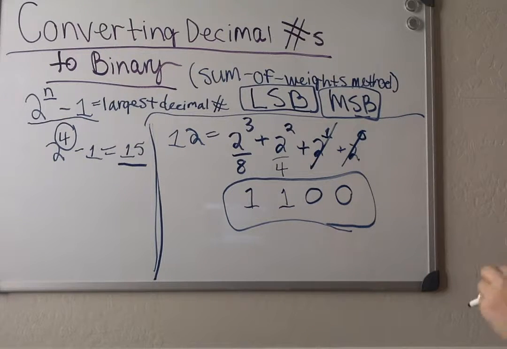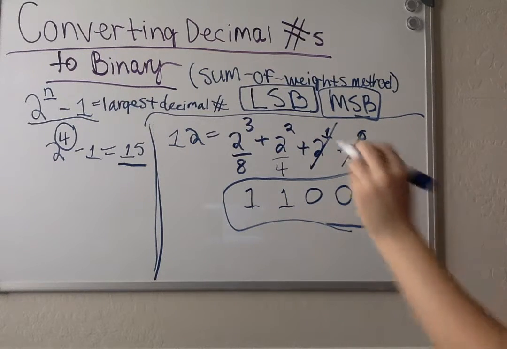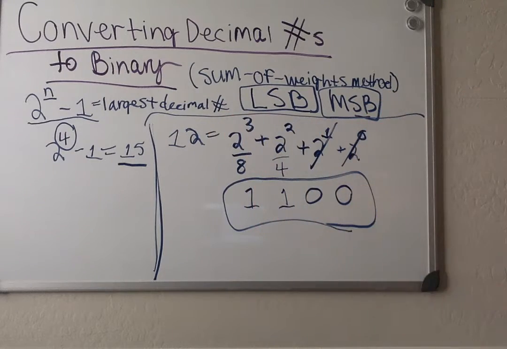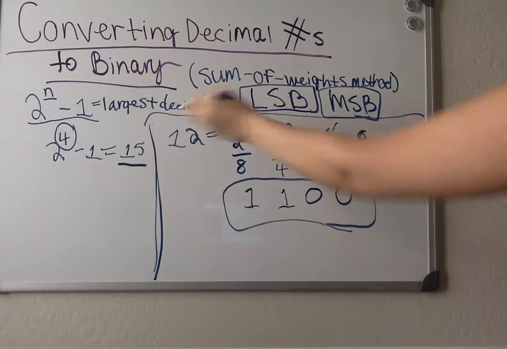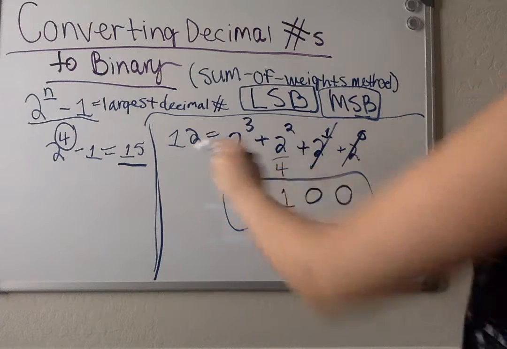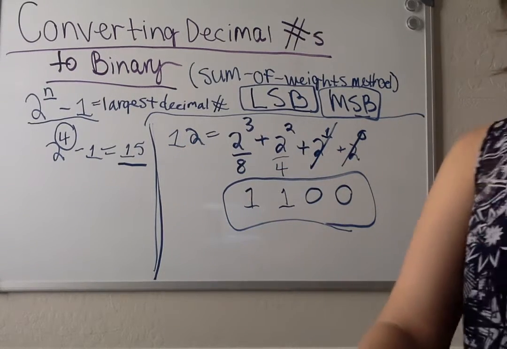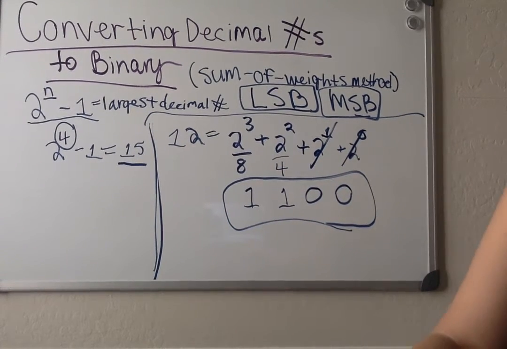The weights increase from right to left by a power of 2 for each bit, and that's why we're doing 2. This is mostly for an example, but I figured I would explain why we do this the way we're doing it. In my next video, I'll show you more examples.